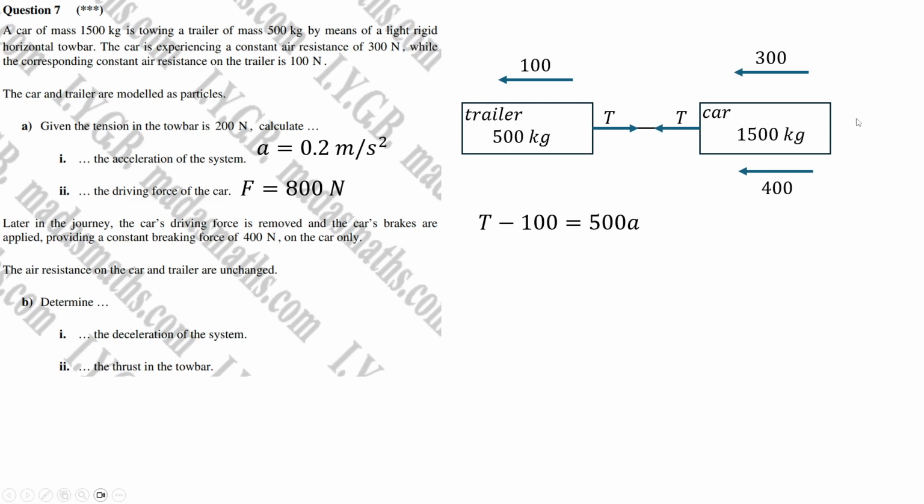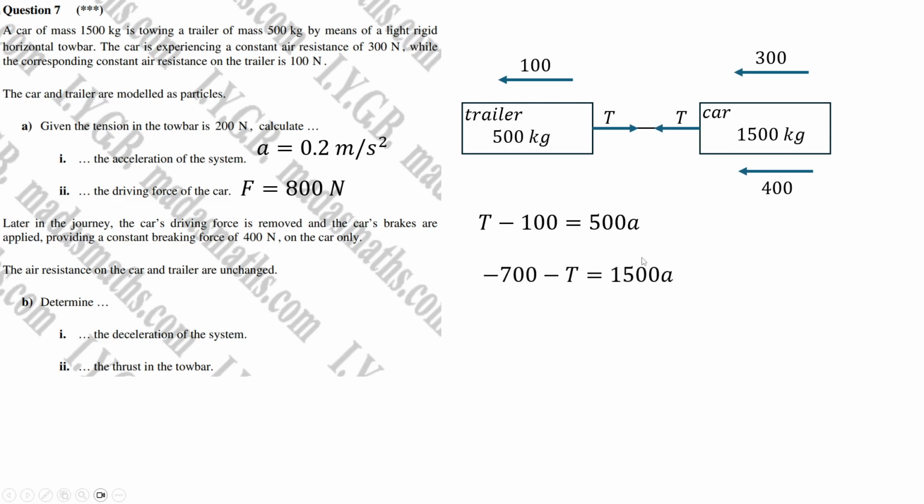And so if we were applying a driving force forwards, okay, there'd be tension. But if say you're braking, you're compressing the tow bar kind of, but obviously it's resisting that compression, and that resistance of compression is called thrust. In this scenario here, you could say that T minus 100 equals 500A, and then you could also say here that minus 700, so minus 400 minus 300, so minus 700 minus T, equals 1500A.